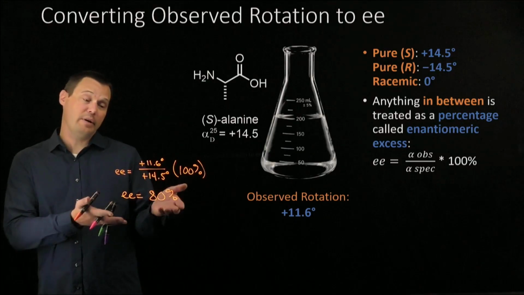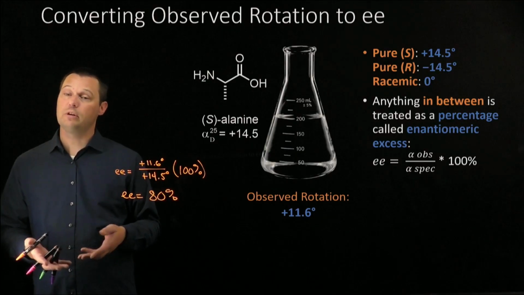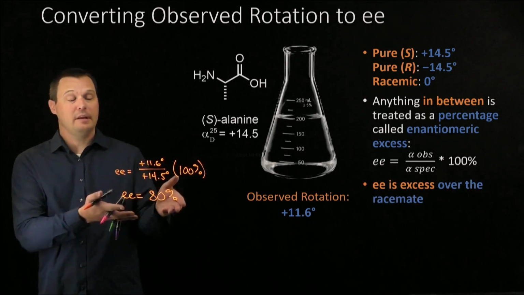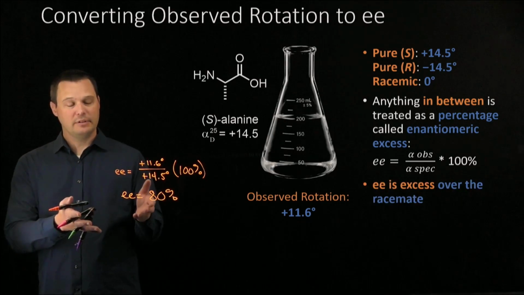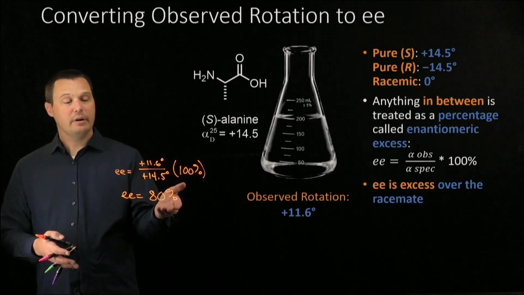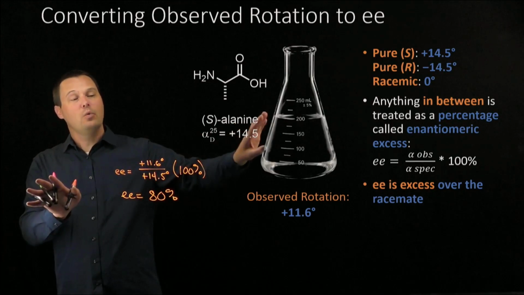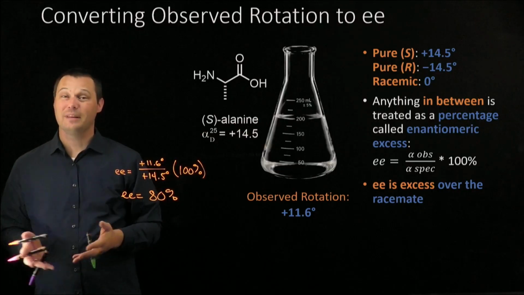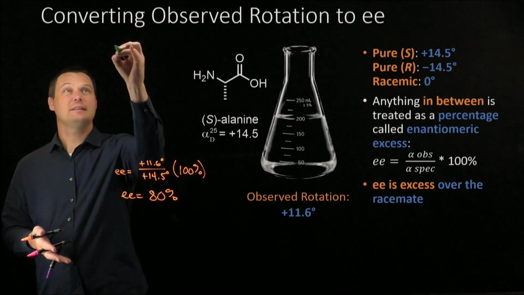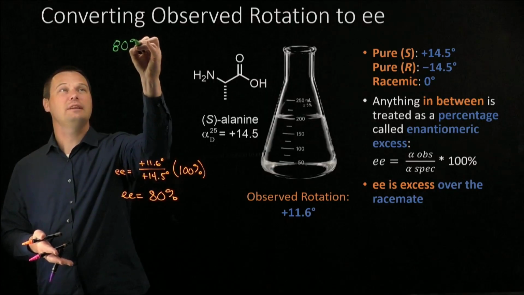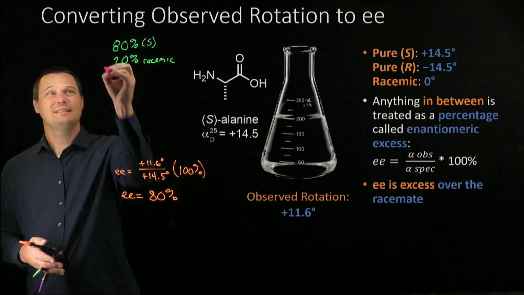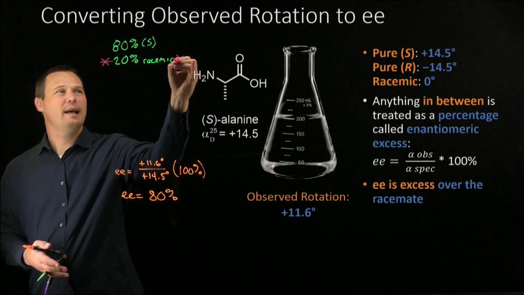So, does that mean that we have 80% of the S enantiomer and 20% of the R enantiomer? No. We need to be very clear about what the enantiomeric excess tells us. The 80% is an 80% excess over the racemic mixture. The enantiomeric excess tells you how far away you are from the 50-50 mixture. Instead, and this is the key point, the enantiomeric excess tells us that we have 80% of the S enantiomer and 20% of a racemic mixture. And it's this point right here, friends, that everybody forgets.